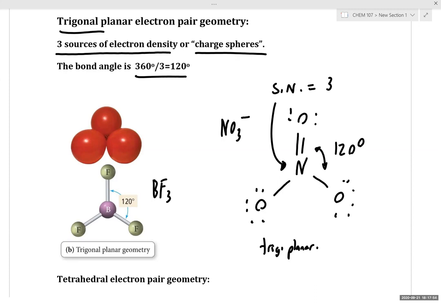Does this idea make sense? Can you go over the SN equals 3? Where did you get that from again? The steric number just represents the number of bonded atoms. And how many bonded atoms do we have to nitrogen? Oh, 3. Exactly right.